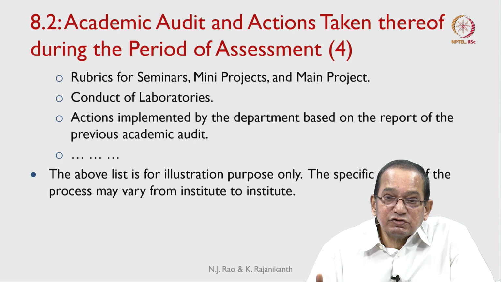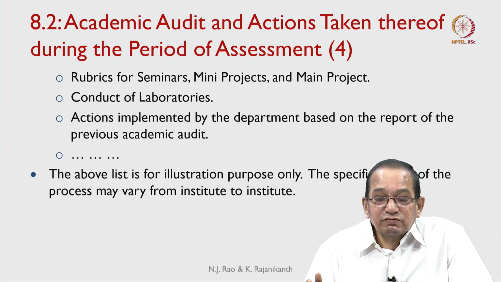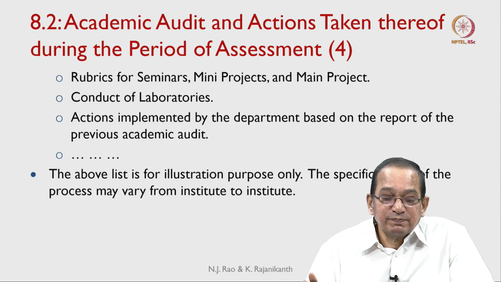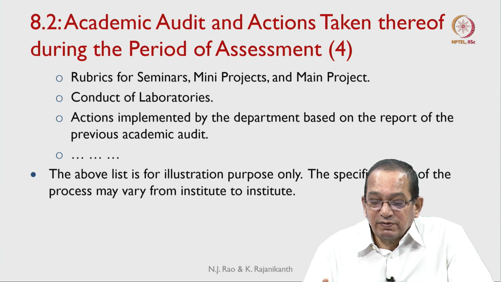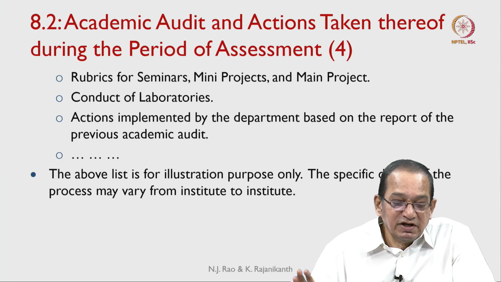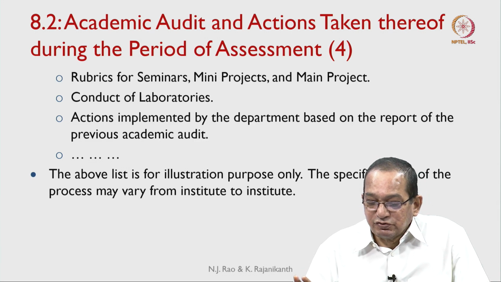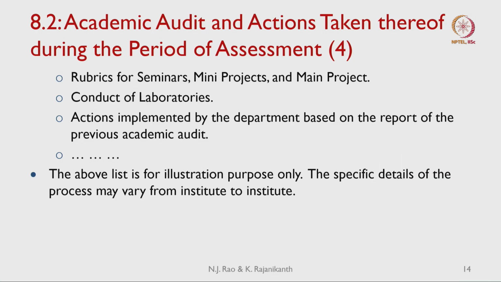So, when the previous audit took place, they must have made certain suggestions. What actions did the department plan and which of those plans really got implemented by the time the current audit is taking place. So, actions implemented by the department based on the report of the previous academic audit, that also will be examined in the current audit. This is, as I mentioned, the list is for illustration purposes only. The specific details of the process will definitely vary from institute to institute. It depends upon their perception of how the academic audit should be conducted.